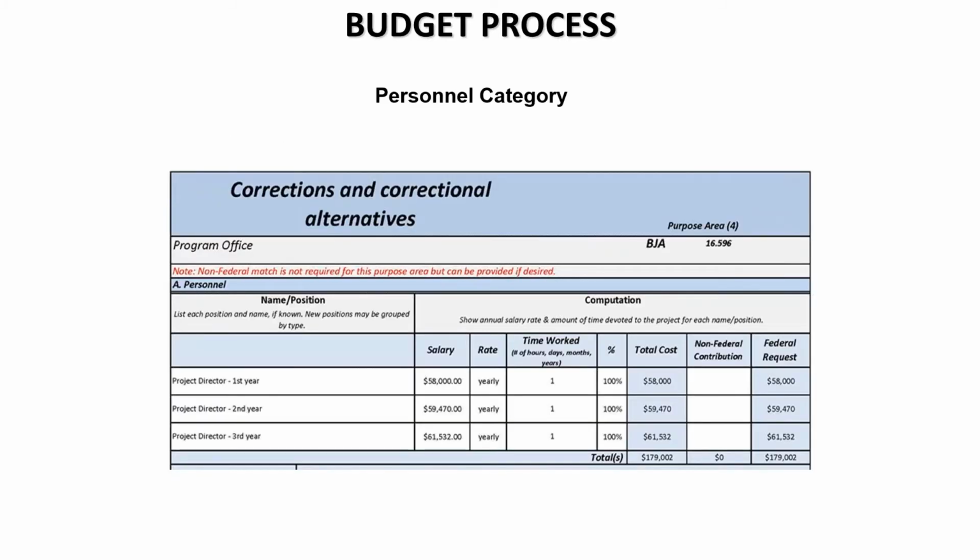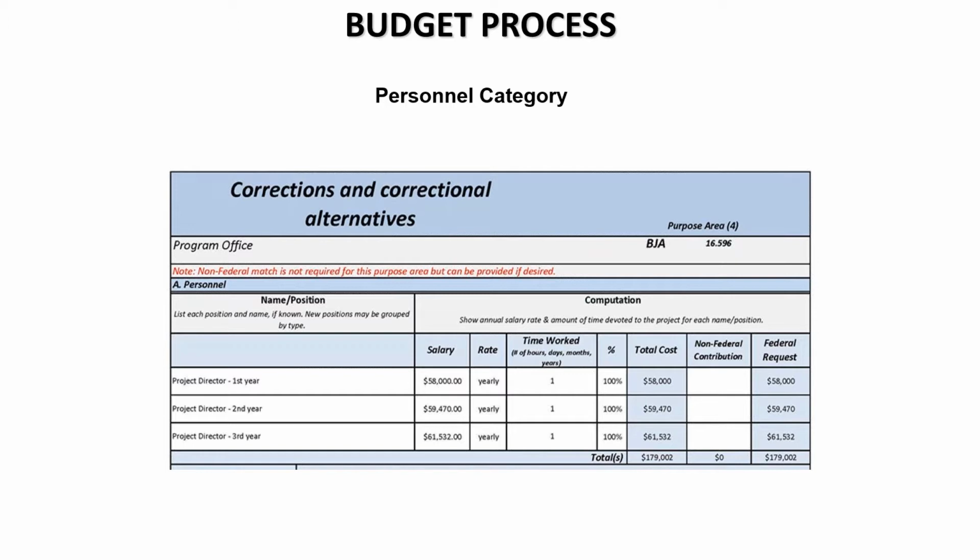So now let's look at the actual worksheet. Based on the names and the positions of the individuals who are going to be working on the grant program, reflect that information. Again, remember I said that we're looking at the annual salary, so you'll see that the rate says yearly.